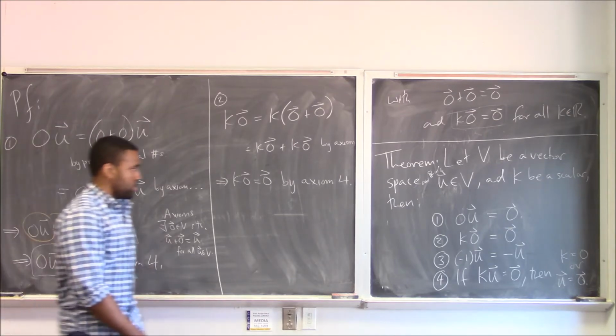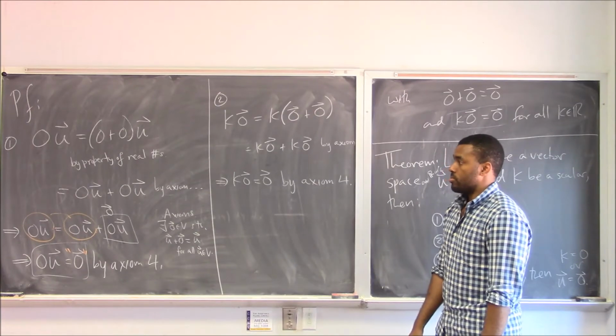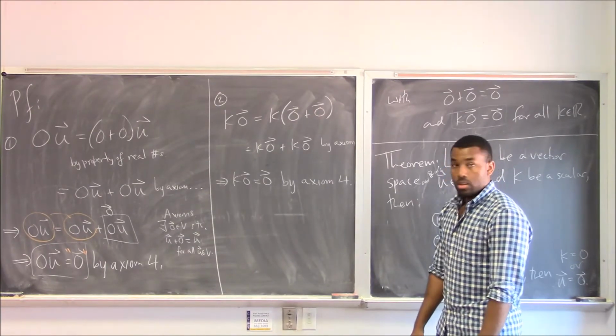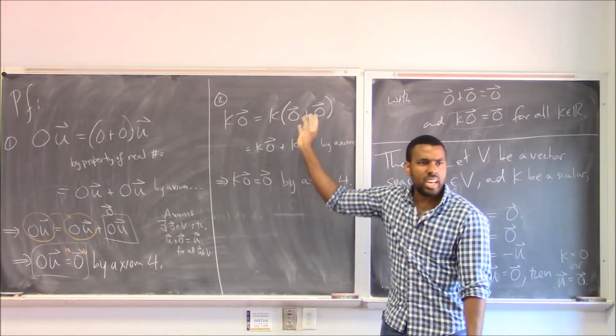So that one is vectors distribute over scalars, and that one is scalars distribute over vectors? Yeah, and these are two different axioms. Okay. It's like axiom 8 and 9 or something.